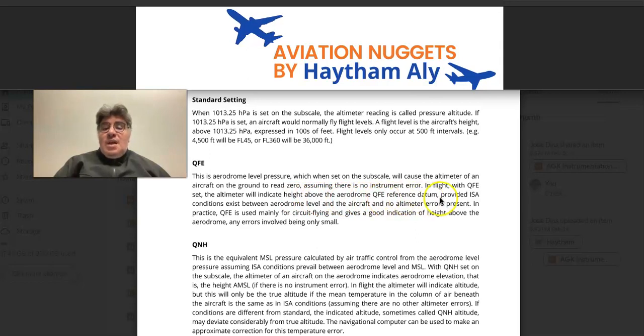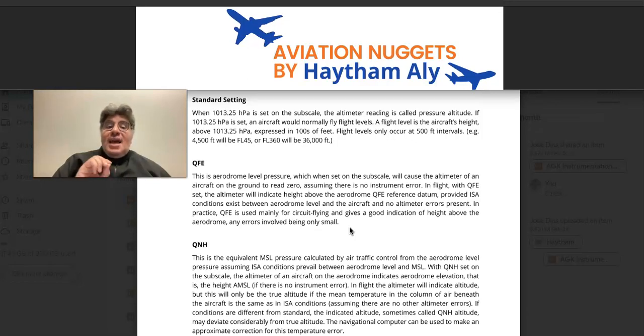QFE reference data, provided either condition exists between aerodrome level and the aircraft and no altimeter errors present. In practice, QFE is used mainly for circuit flying in general aviation pilot training and gives a good indication of heights above the aerodrome. Any errors involved being only small. So always the pilot in training that will do circuits around the airport, it's better to calibrate the altimeter at QFE and allow the altimeter to show height, the vertical distance.